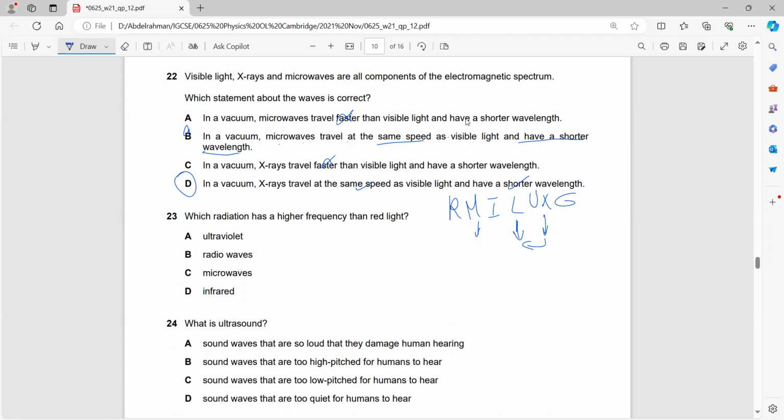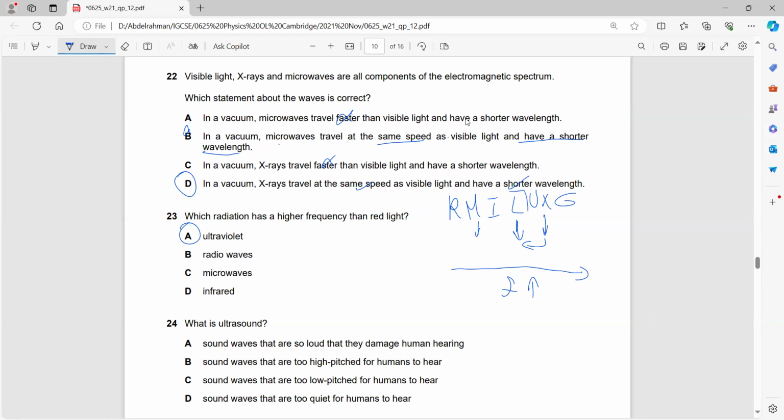Which radiation has a higher frequency than red light? Higher frequency than red light. What do you think? Higher frequency: as I move this way, the frequency increases. So it would be ultraviolet.